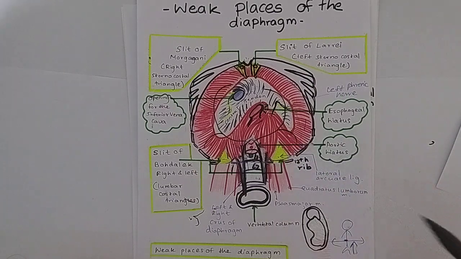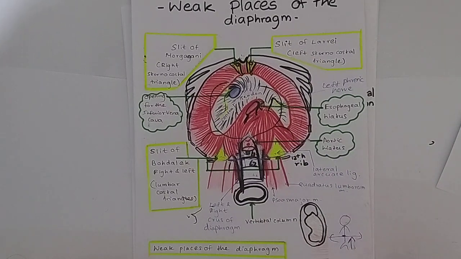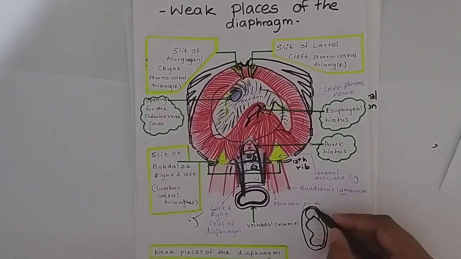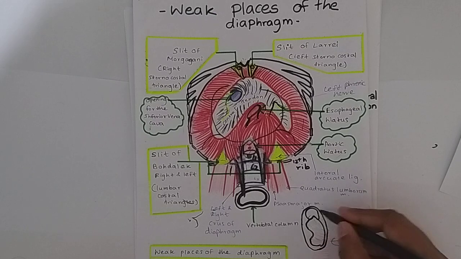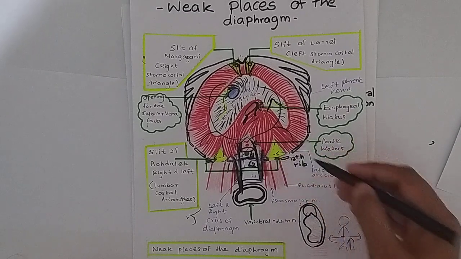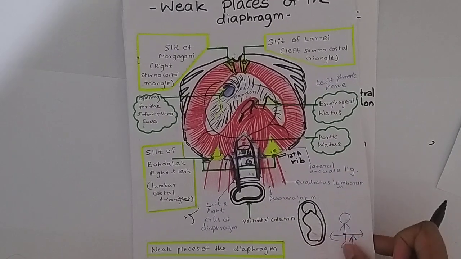The other one is the slit of Bochdalek, which communicates with, actually, it's very close to the capsule of the adrenal gland and the kidney. Here I have drawn the adrenal gland, kidney and the capsule of it. This capsule is very close to the slit of Bochdalek. It's a very important point, right?